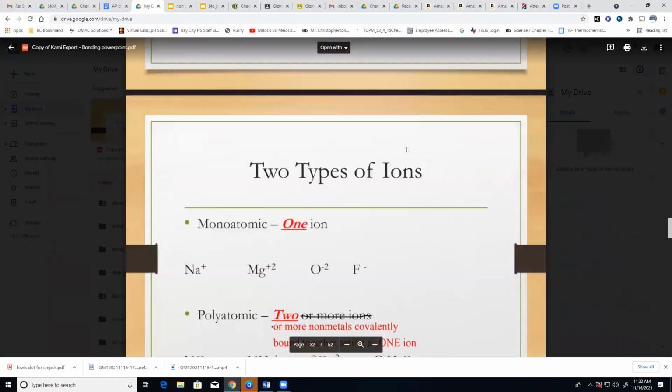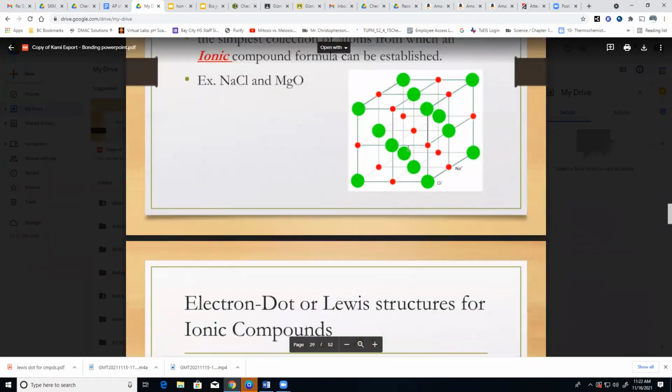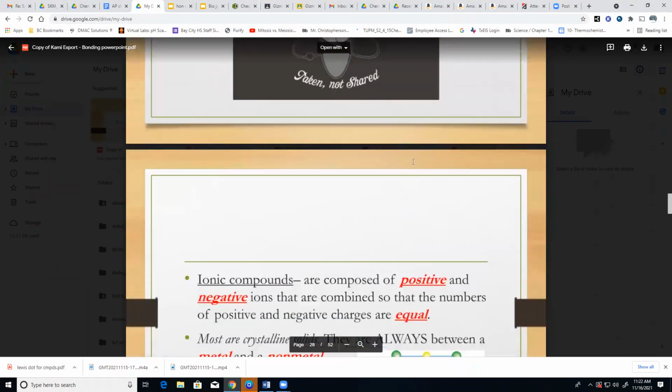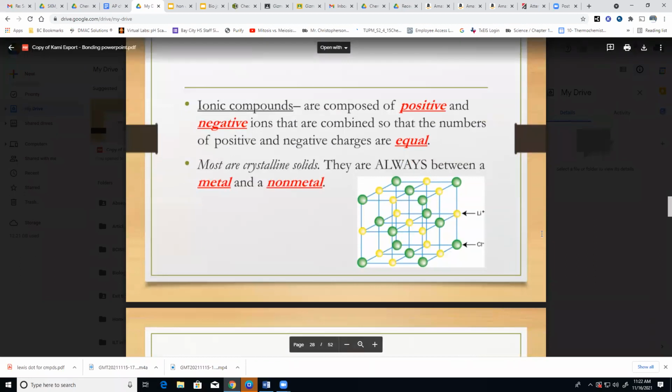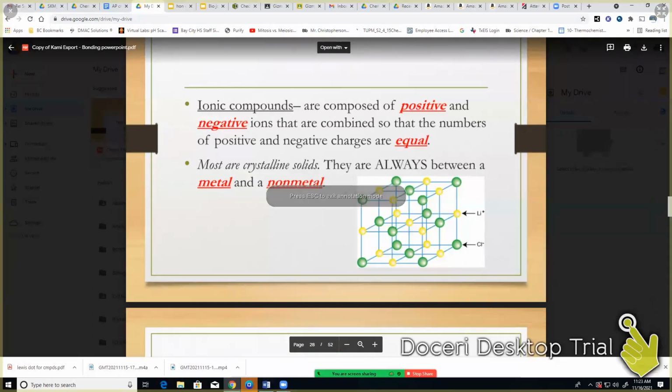So we are on ionic compounds where the electrons are not shared, they're actually transferred. So that kind of changes some things up a little bit. All right, so ionic compounds are composed of positive and negative ions. And they're combined so that the positive and negative charges are equal.